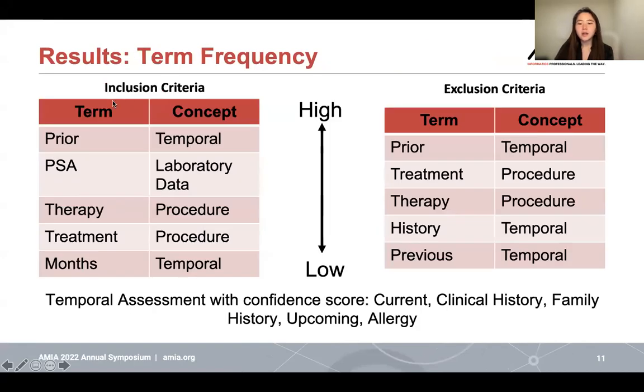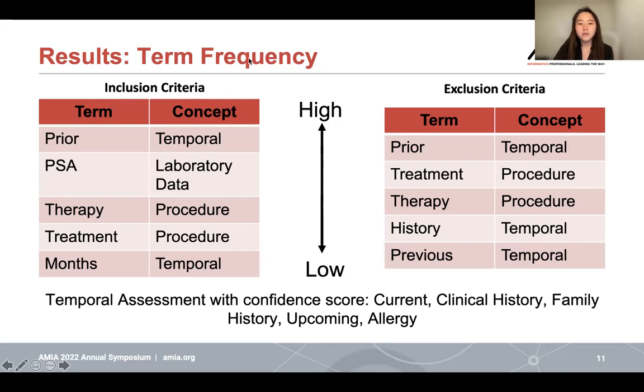Here, the column on the left of each table shows the top 5 terms based on the frequency in the inclusion criteria and exclusion criteria. The terms prior, therapy, and treatment are shown to be the most common in the inclusion and exclusion criteria, while the inclusion criteria also included the terms PSA, which stands for prostate-specific antigen, and months, while the exclusion criteria included the terms history and treatment.